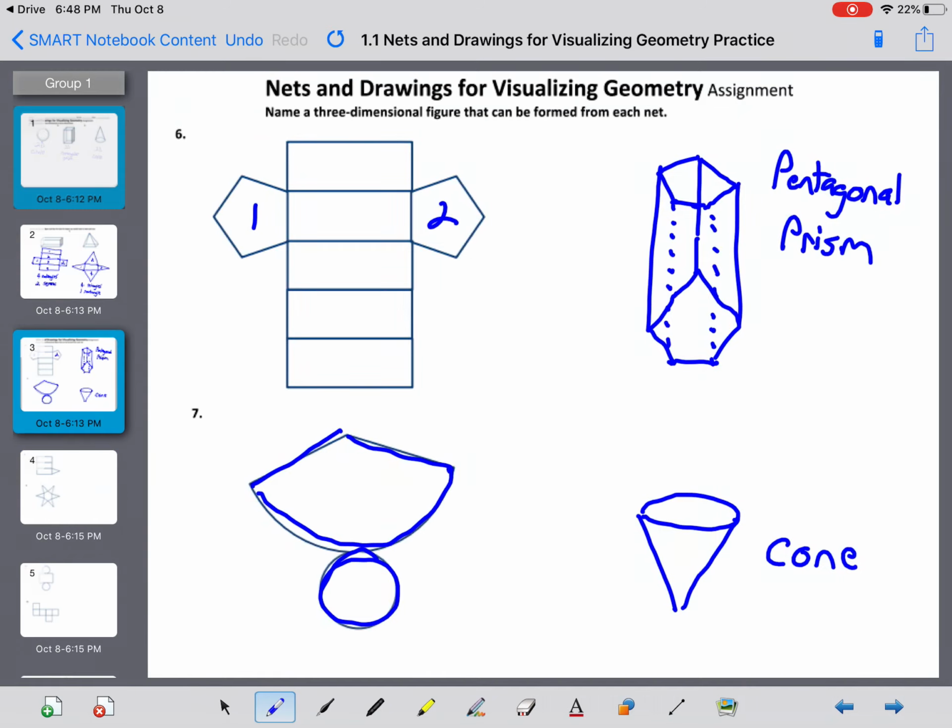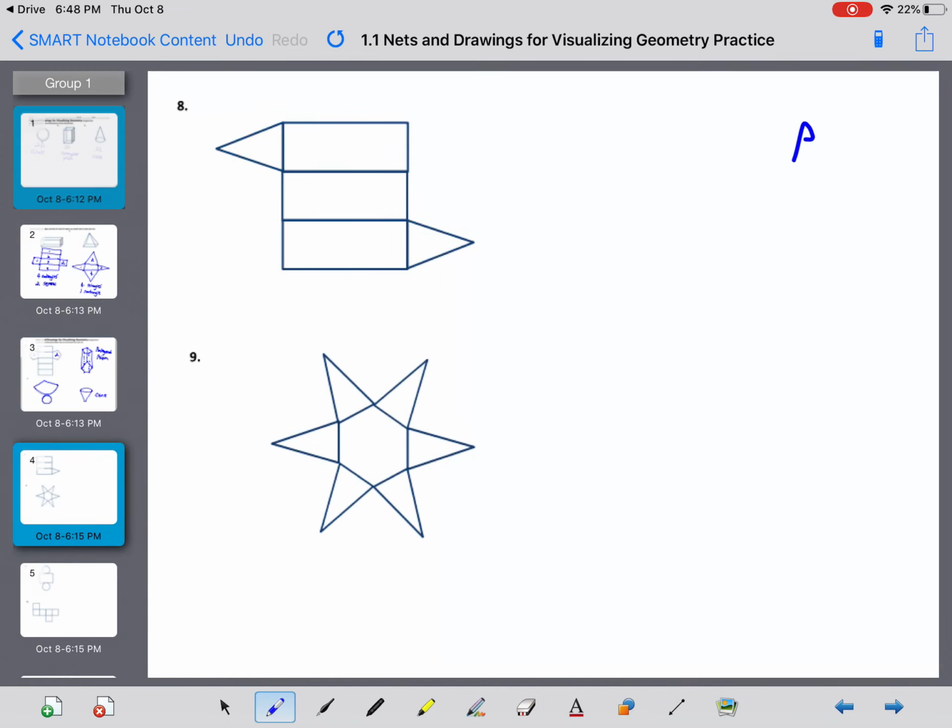Number 8 looks very similar to number 6, so we know it's a prism. Except this time the base is triangles. Okay, so we have a triangular prism.